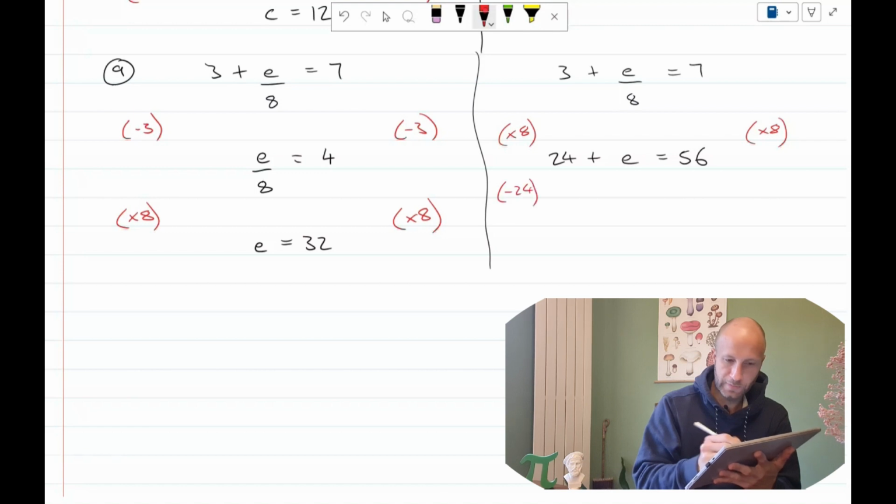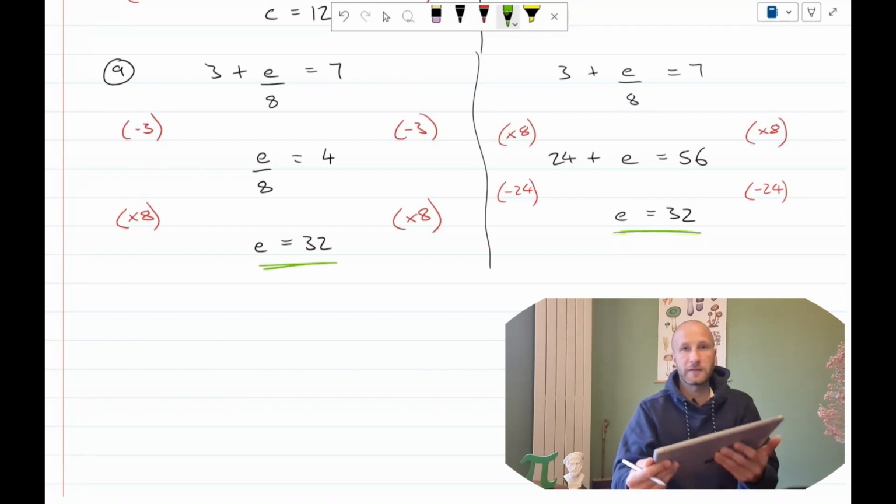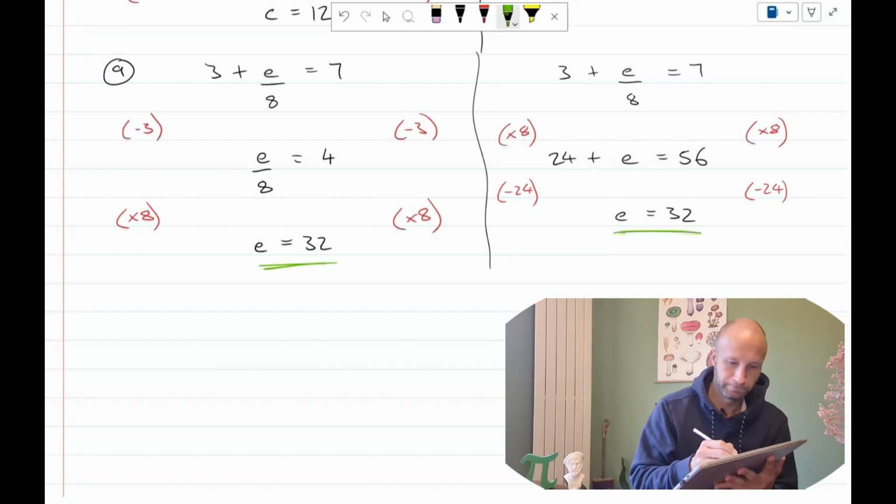Then subtract 24 from both sides, because that will just leave me with the e if I get rid of that 24. So I'll get e equals 32. Same answer, both techniques very valid, both techniques absolutely correct. Number 10.